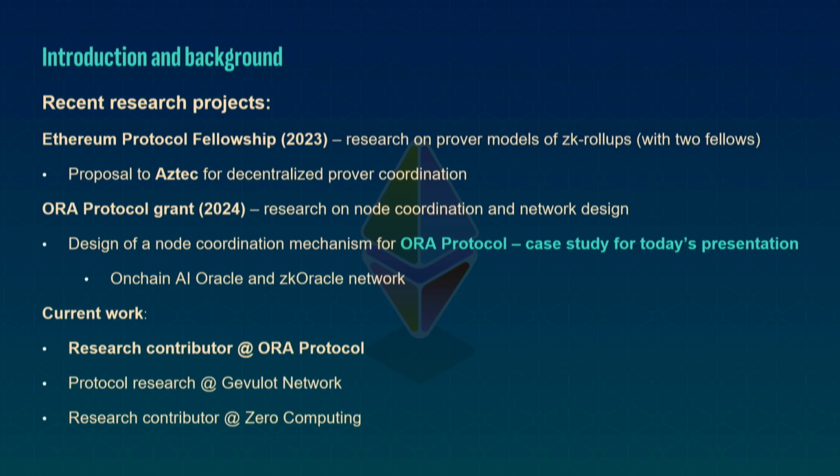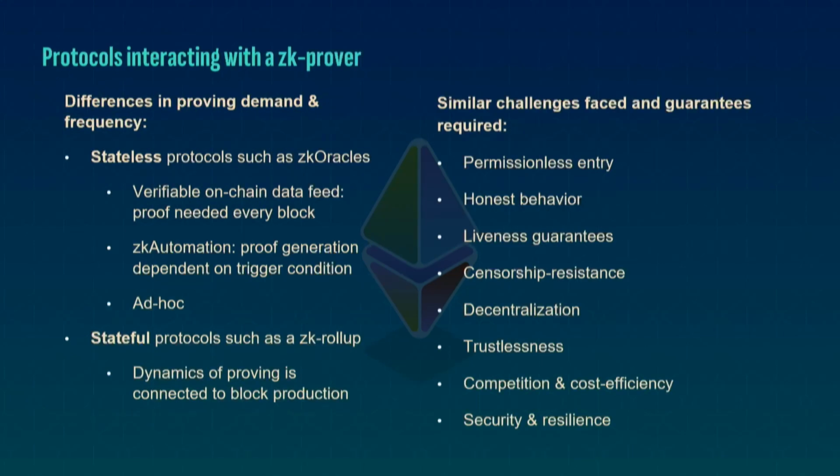And then most recently, I received a research grant from Aura Protocol and did research on node coordination and network design for them, and also created a proposal for how the network design for a ZK Oracle could look like. So Aura Protocol is an on-chain AI protocol and ZK Oracle network, and that's going to be my case study. Current work, I'm a research contributor at Aura Protocol, doing protocol research at Gevulot Network, and a research contributor also for Zero Computing. So some initial thoughts.